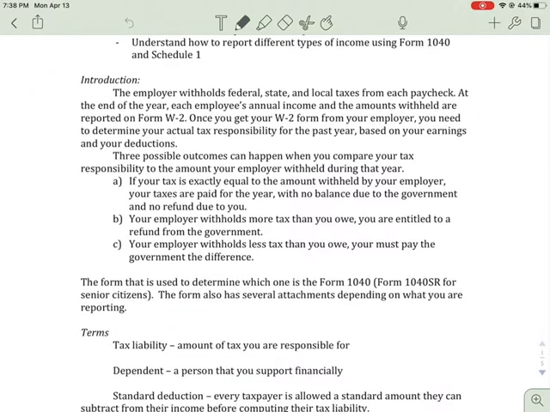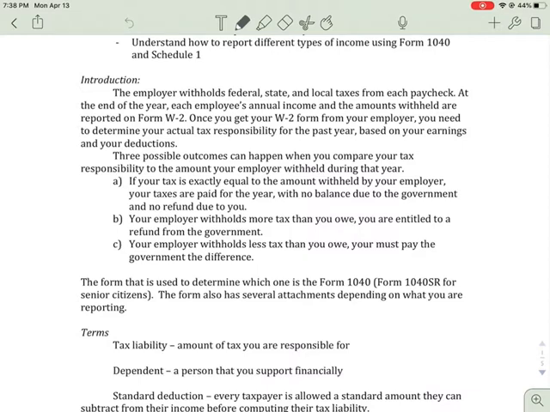So your employer withholds your federal, state, and local taxes every paycheck. We've looked at that. And we've looked at the fact that they report it on your W-2 form. Now, once you get that W-2 form, we're going to need to determine the actual tax that you need to pay over the past year. Now, remember, this year's reporting tax goes from January of 2019 to December of 2019.